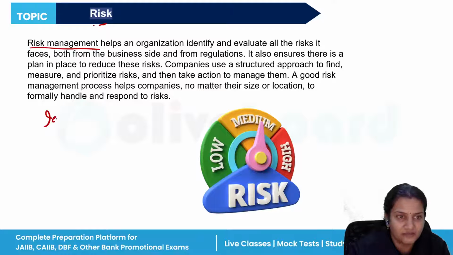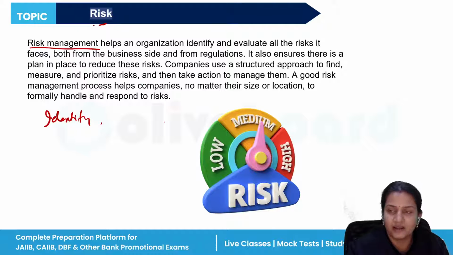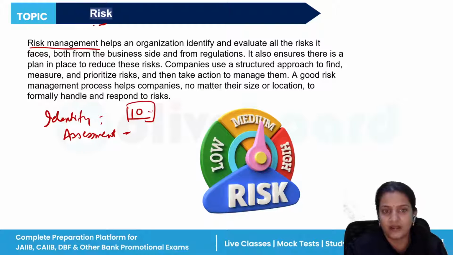First, they have to identify the risk. What are the risks that are happening in our organization? Once they have identified, then they have to assess the risk. Which risk is most harmful for our organization? Okay, suppose there are 10 risks that are in the organization.